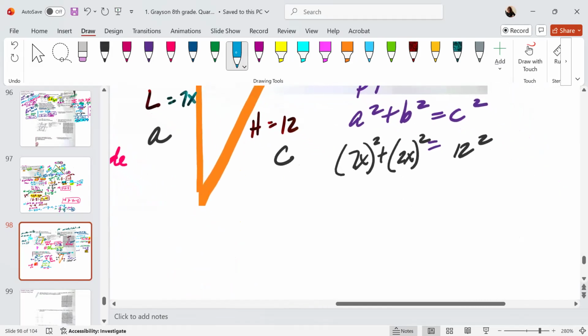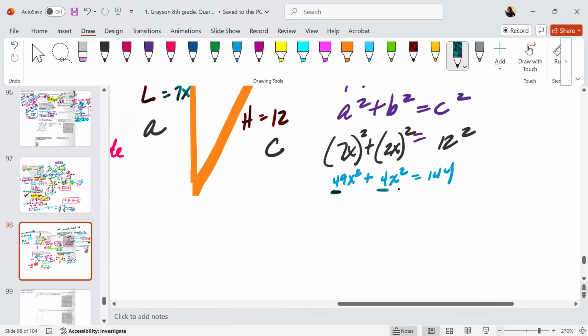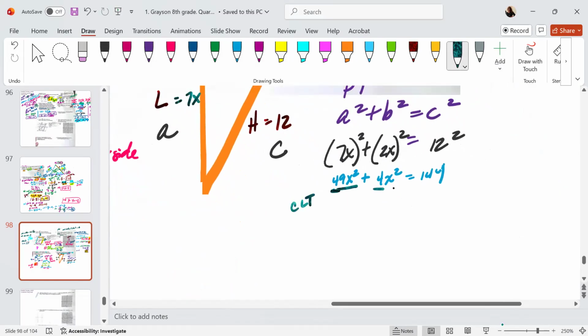7x squared is going to be 7 times 7, which is 49x squared. 2x squared is 2x times 2x, which is 4x squared. Equals 144. Right? Combine your like terms. What's 49 plus 4? Now solve for x.